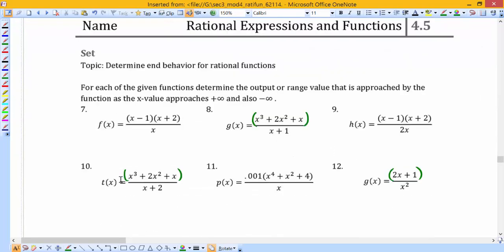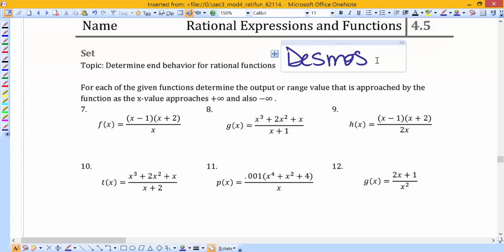Now let's move on to the set. For each of the given functions, determine the output or range value that is approached by the function as x approaches positive infinity and negative infinity. Because we really haven't talked a whole lot about end behavior, I am going to have you guys check this in Desmos.